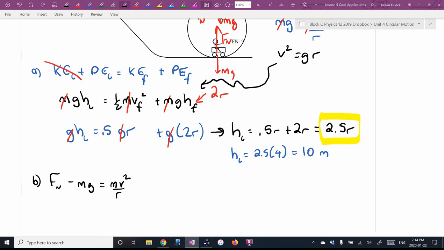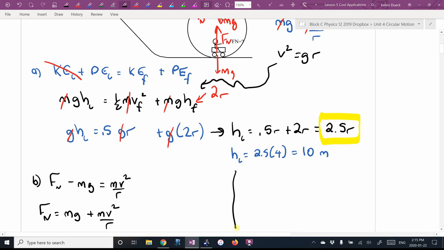How would I get the normal force by itself? Well, the normal force is going to be mg plus mv squared over r. Problem. I don't know v. This is v at the bottom of the loop, which, Kedra, it seems to me, is actually v at the bottom of the hill. Is there a change in height? Is there a change in speed? Is there a yucky curvy path? I think I can find v by using conservation of energy.